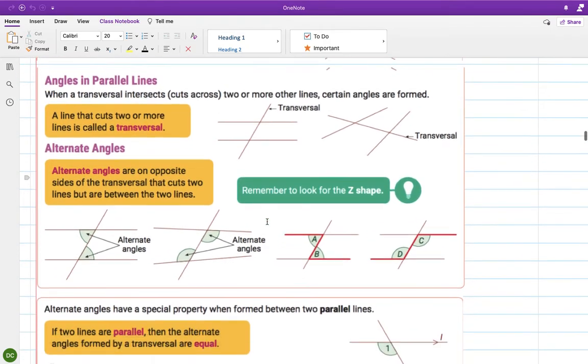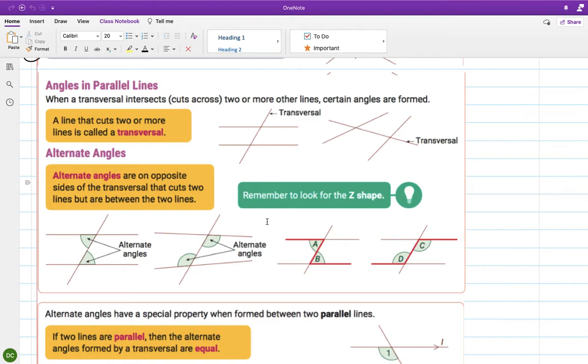And these are the other ones we talked about. So when you have parallel lines, you can look for a Z shape, which is called an alternate angle. And you can look for an F shape, which is called a corresponding angle. But you can only look for those angles if you have parallel lines. Okay, so Z's and F's only exist if you have parallel lines. Okay?